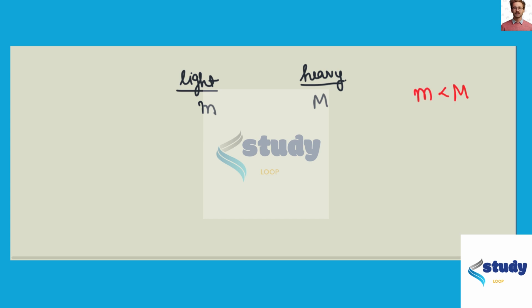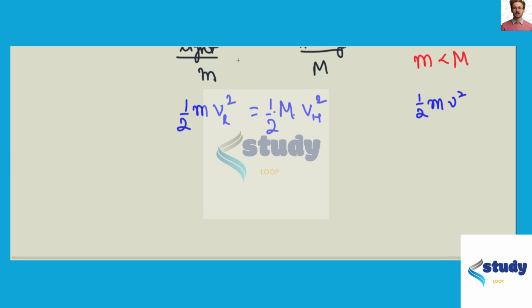Also, it's been given that they both have the same kinetic energy. So the expression of kinetic energy is half mv square. So that means half times the mass of this light object times the square of the velocity of this light object. Let's take that as VL. And that's equal to half times the mass of the heavy object times the velocity square of this heavy object, represented as VH square. And from here we need to determine which one would have higher momentum.